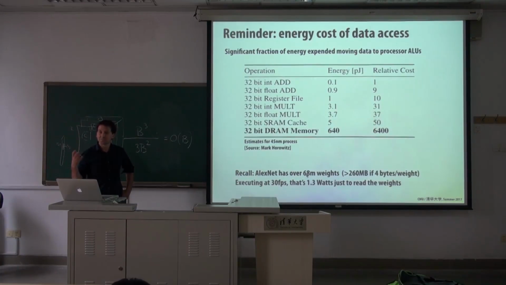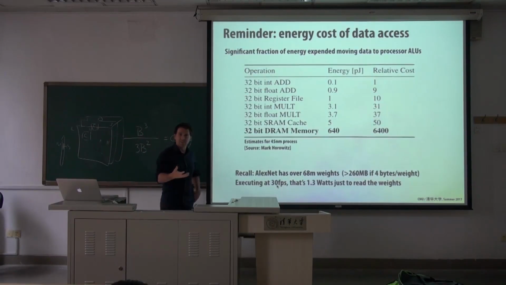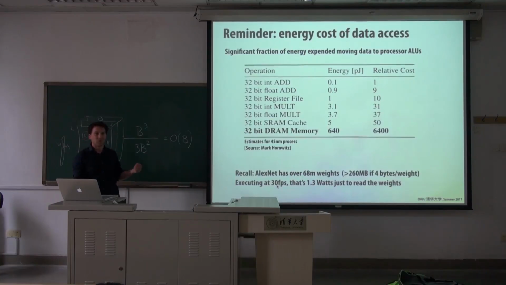68 million magic numbers. That's about 260 megabytes of data if those are floating point numbers. So if I had to actually run that network on a video stream at 30 frames per second, well, that's about 1.3 watts of power just to read the weights, just to read the network. 1.3 watts of power is the entire power budget of my phone in most operations. So there's a lot of work going on trying to make these networks much, much smaller.